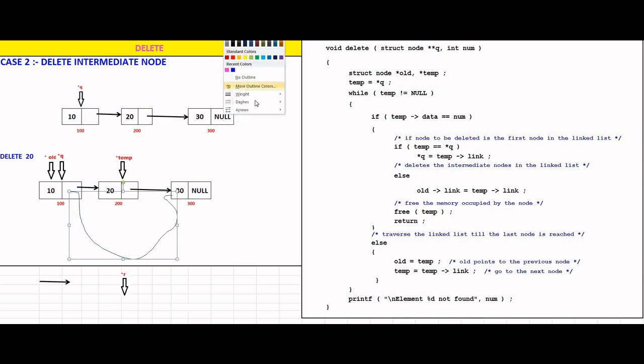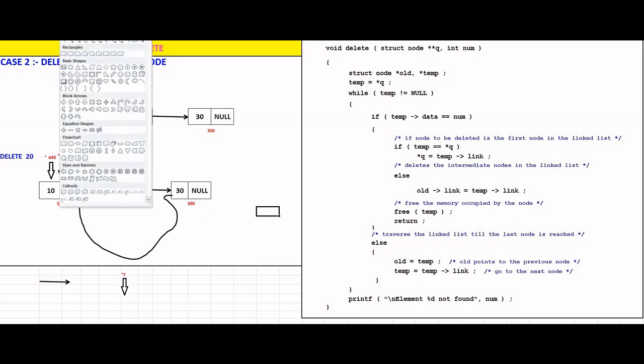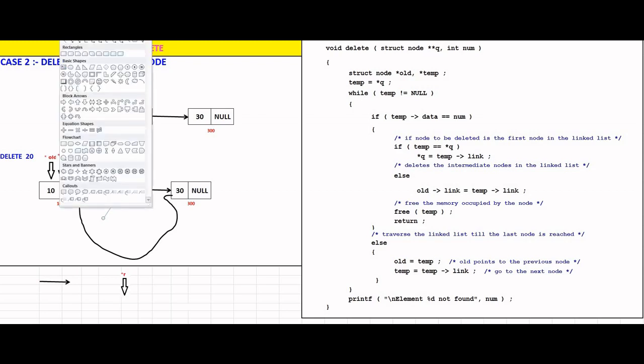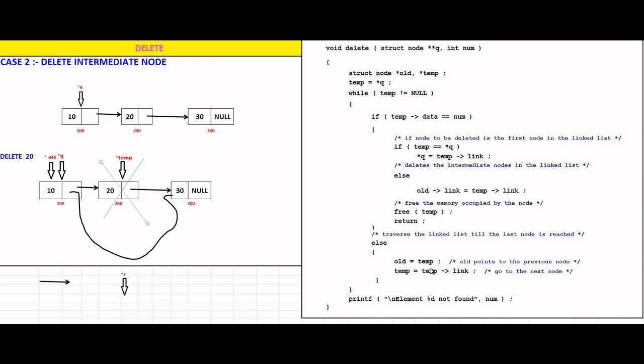Like this. Okay, and then we free temp. So we are going to delete the temp. Free temp means deallocate the memory which is allocated by the malloc function. So we are going to deallocate the memory of the temp. See here, we give the node which you want to delete. So we free the temp and return. So deleting the intermediate node happens like this.